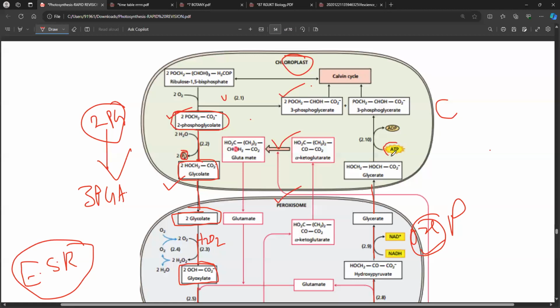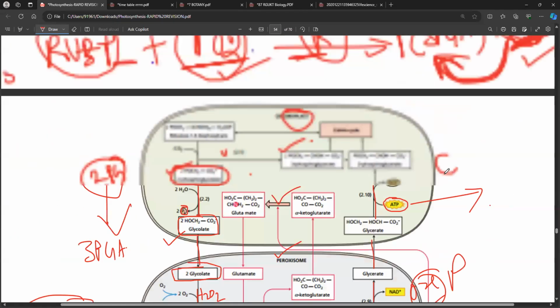Now you look into this. How is the glycerate converted into 3-phosphoglycerate? How is it possible? We have to add the phosphate group, right? How can I add the phosphate group? Someone has to donate the energy. Who is donating the energy? Undoubtedly ATP. So I will quickly recap this.